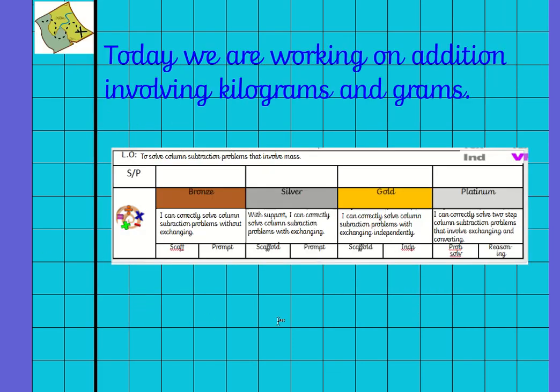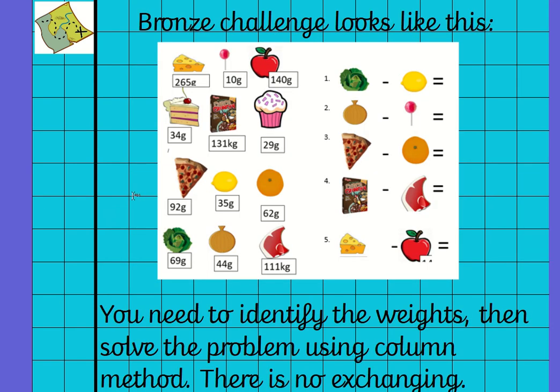Okay, so here is the success criteria we are going to be using in class, very similar to earlier in the week. Column subtraction without exchanging to begin with, and then we're moving on to column subtraction using exchanging. Then finally today we're moving on to 2-step problems, okay? So have a look at Bronze Challenge. It might look a bit familiar. It is based on the same idea as last week's maths problems. I've given you the weight of some different things there. You've then got to use the pictures and you've got to work out the weights and solve the problem using column method. Remember, there is no exchanging on bronze, okay?